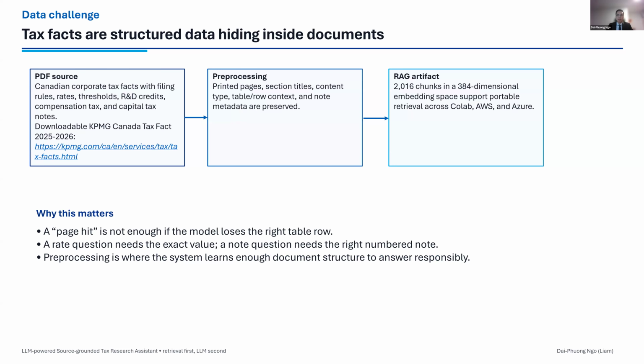My prototype started with a very practical problem. PDFs are not simple text. In tax guides, the answer often lives inside a table, a row, or a note. If we chunk the PDF too broadly, the system may retrieve the correct page, but lose the exact row. If we chunk too narrowly, the system may lose the section context. The final artifact therefore preserves page numbers, section titles, content type, and row or note context. That is why I describe this as a retrieval-first system. The LM is important, but the source structure is the foundation.